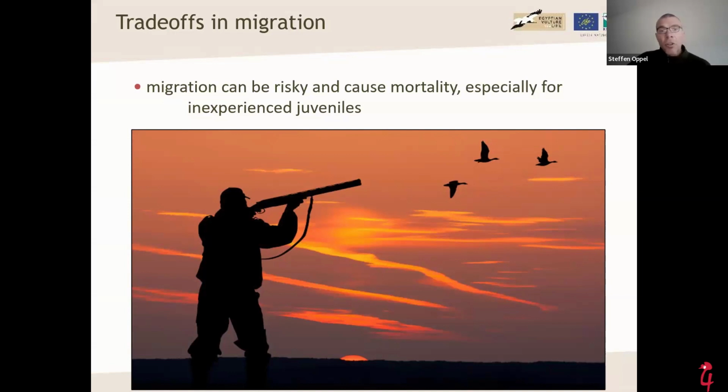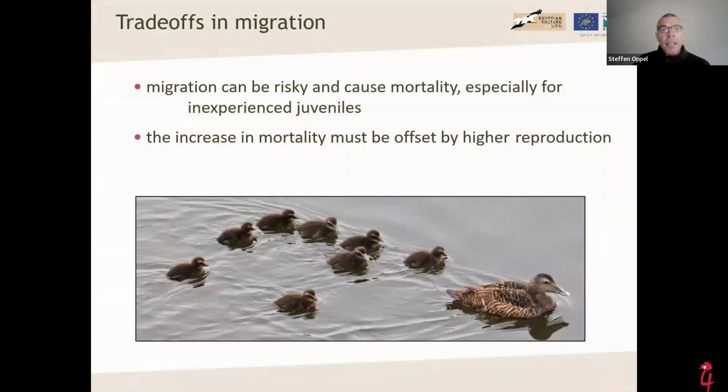So in the evolution of migration, it's important that the increase in mortality that is caused by birds moving long distances is somehow offset, and usually this is offset by higher reproduction. So birds migrate from one place to another to exploit more resources where they can have higher reproductive success, which then offsets the cost of the migration.